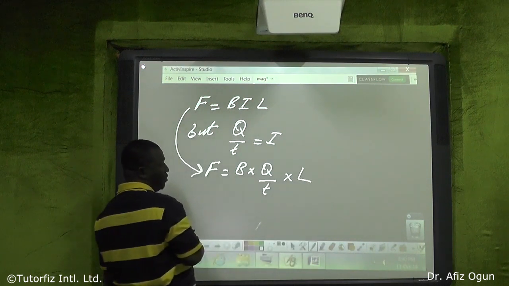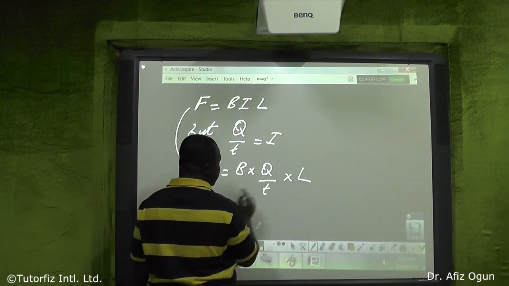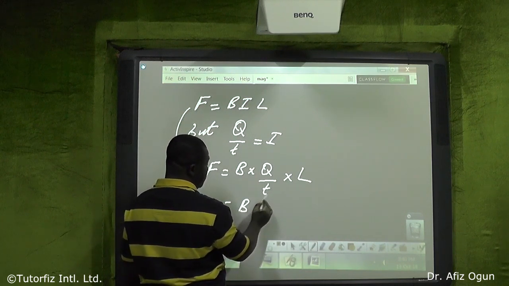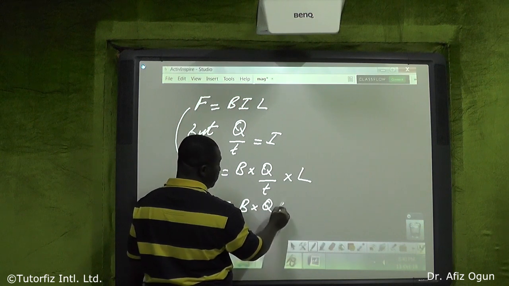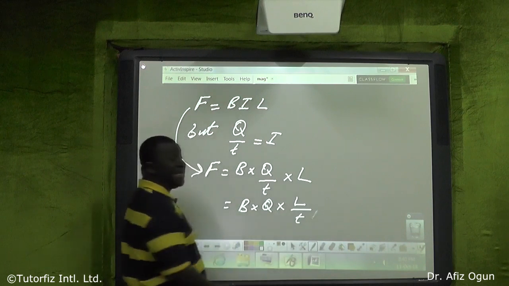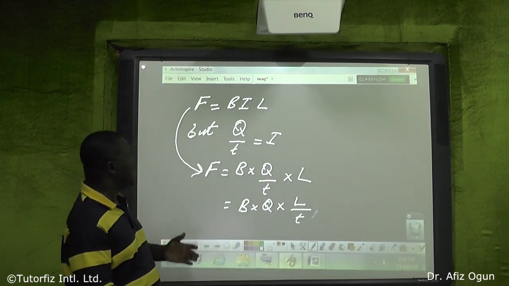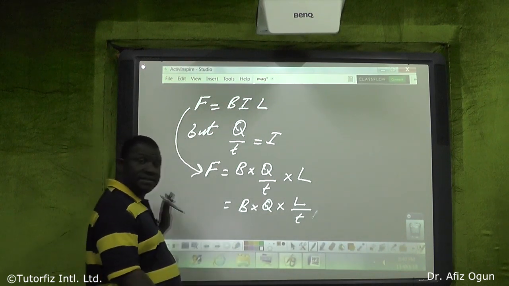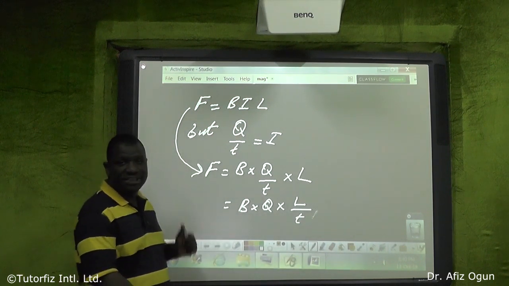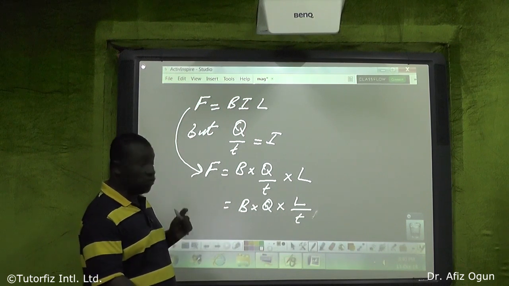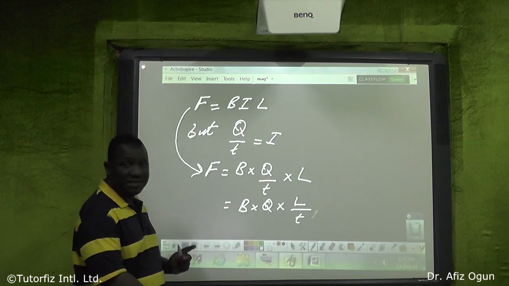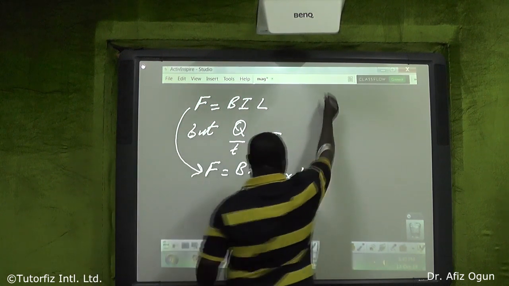But don't forget, I like to push this one to this side. It doesn't really matter where I put it. Both of them are downstairs there. B times Q multiplied by L over T. Don't forget, L is length. The length is the amount of the distance moved by the particle in the magnetic field. The distance moved by the charged particle in the magnetic field is L. Don't forget that. You can write that one down so you don't forget.